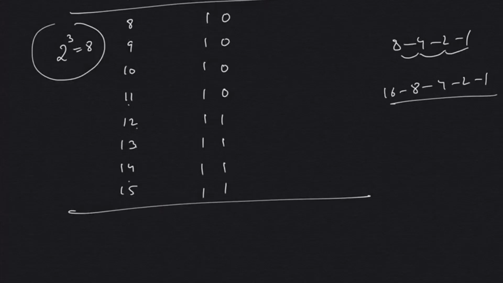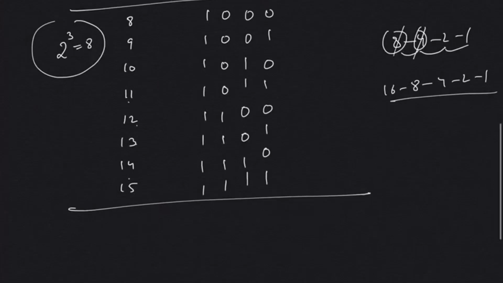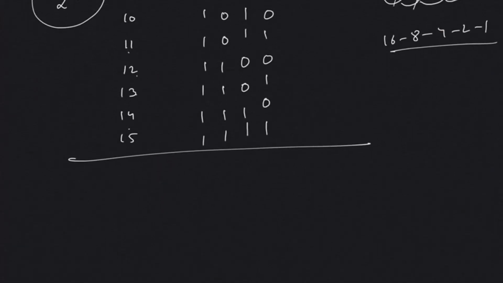So the first part is done, the second part is done. Now two and two, that is 0, 0, 1, 1, 0, 0, 1, 1, and the last column alternately, 0, 1, 0, 1, 0, 1, 0, 1. So that is 15. Next is 2 power 4, that will be 16.